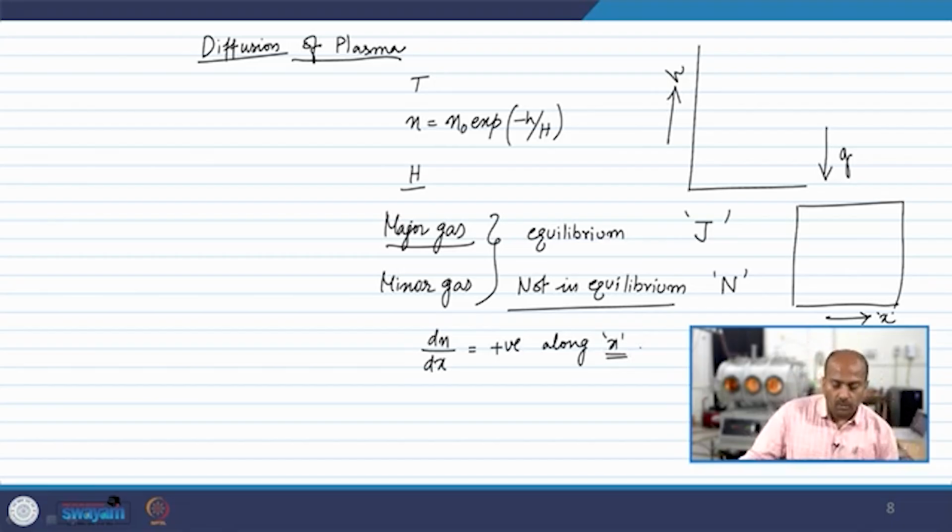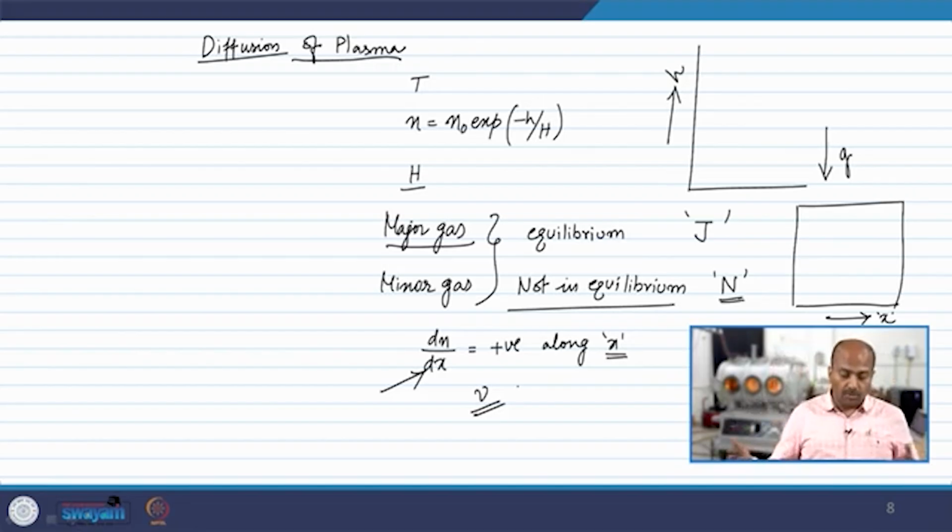Okay. So, each particle will make a number of collisions as it moves along this particular path. It makes new collisions with the major gas. So, when you take N to be the minor gas species, it has a concentration gradient, and since these minor gas particles are not in equilibrium, as they move along, they will encounter collisions at a frequency of nu. So, there are nu collisions per unit time.